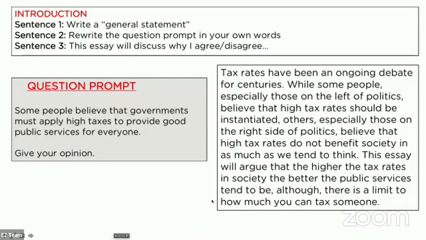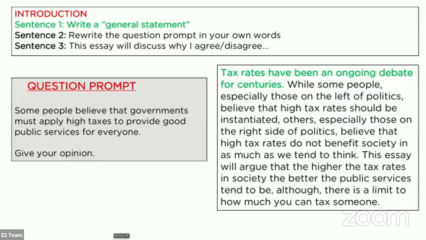Let me take you through mine first. So our introduction is going to have 3 sentences. I'm going to write a general statement about tax. Then in sentence 2, I'm going to rewrite the question prompt in my own words. Sentence 3, I'm going to write, this essay will discuss why I agree or disagree that high taxes are good.